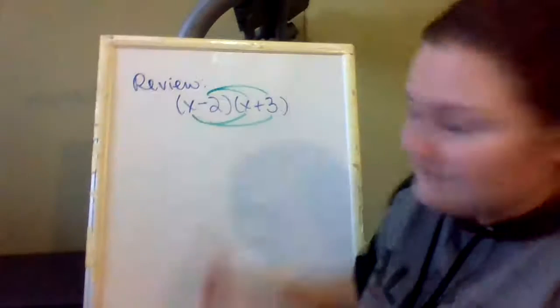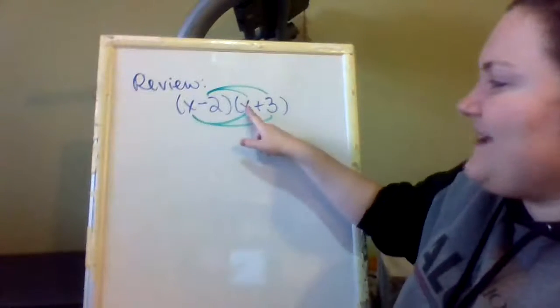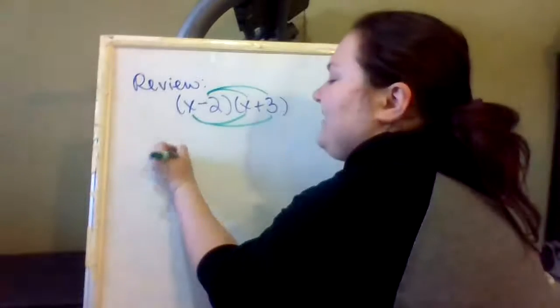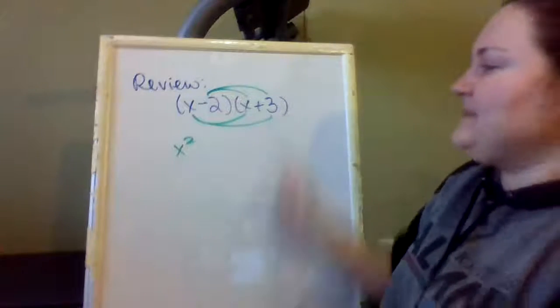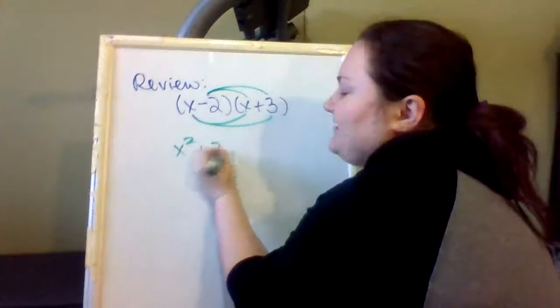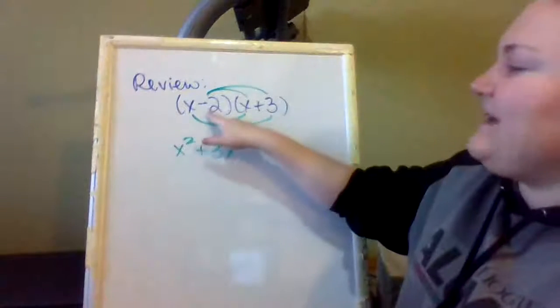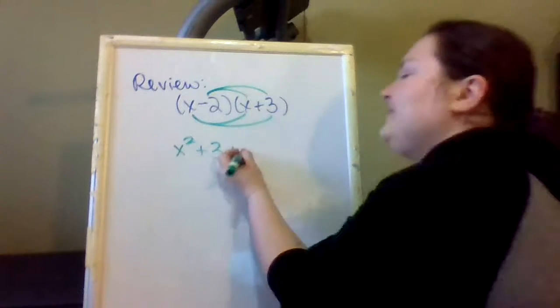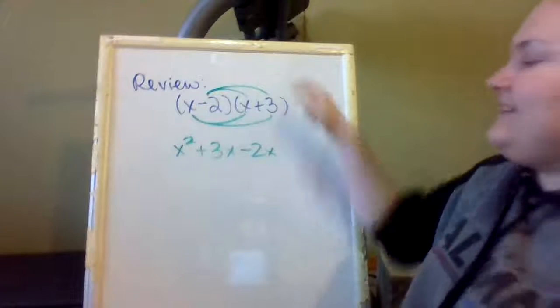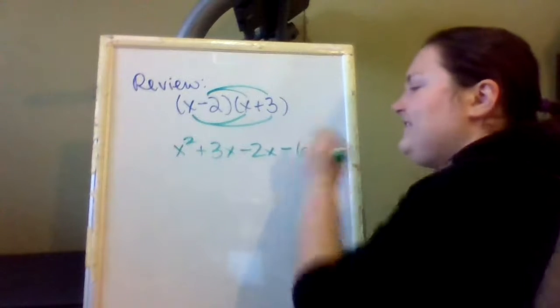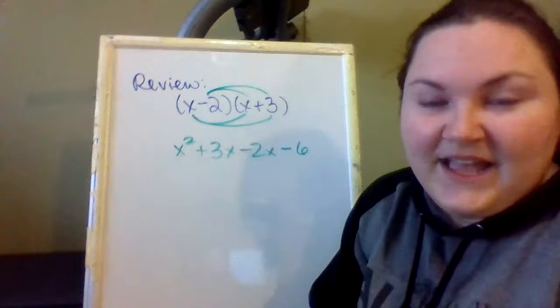When we do that, the x times x would give us x squared. X times the 3 would give us plus 3x. And then the minus 2 times x, minus 2x. And minus 2 times 3 would be minus 6.